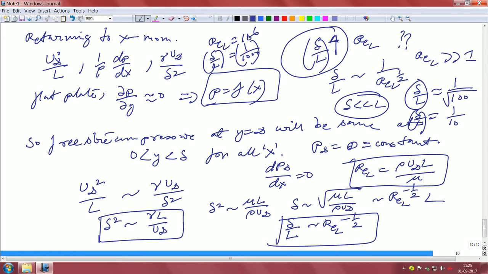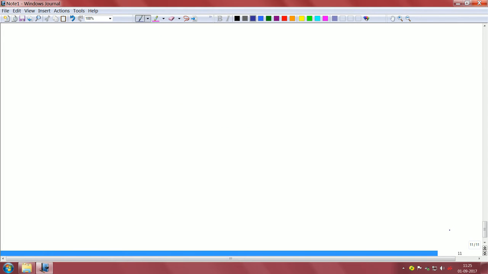Got it? Okay. Now, if we replace L by any reasonable x which is greater than delta, that means at some point you do not consider the full length, you can also show that this will be the same. It will now be given as the Reynolds number based on that x location, not with respect to L anymore. This comes simply from the scaling.